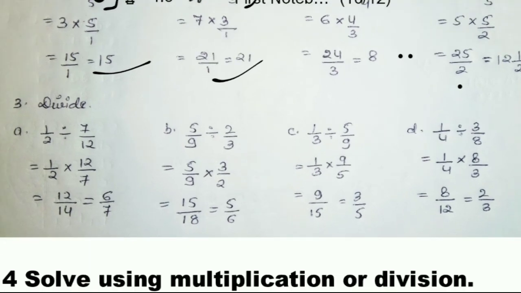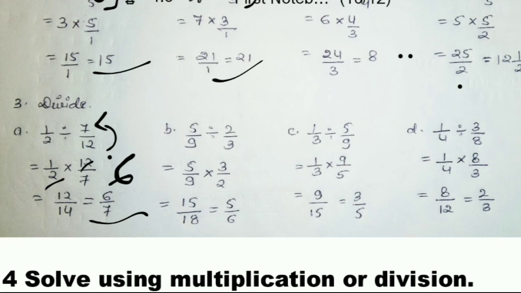Divide 1 by 2 divided by 7 by 12. So in this one, this 7 upon 12 will be reciprocal. So now it will be 12 upon 7. So we know that this 2 sixes are 12. So now 6 ones are 6 and 7 ones are 7.